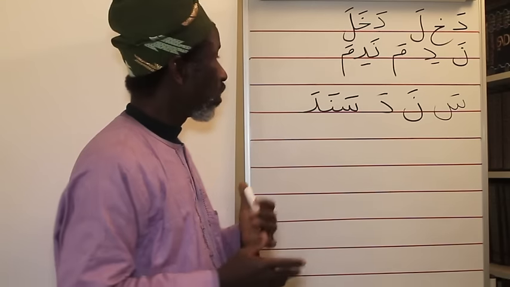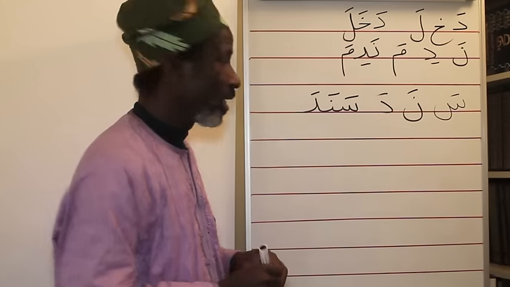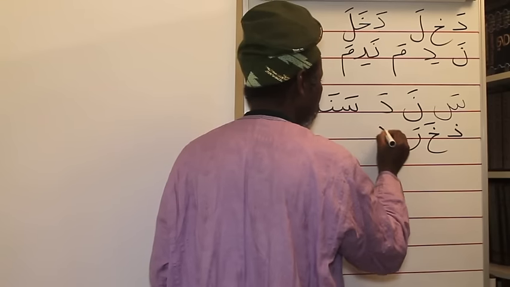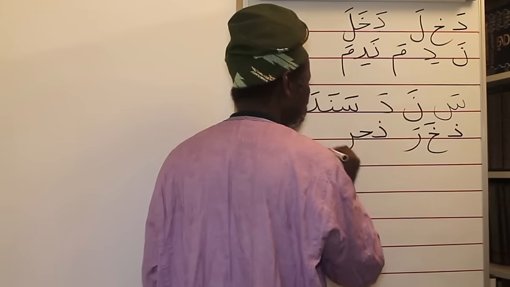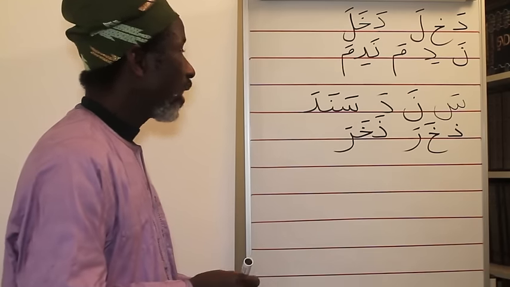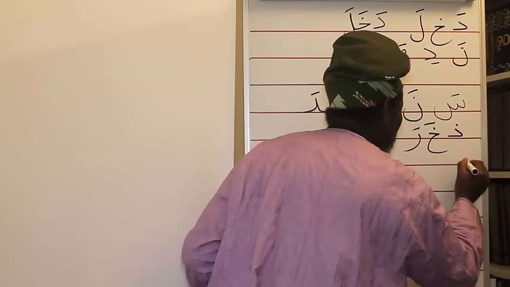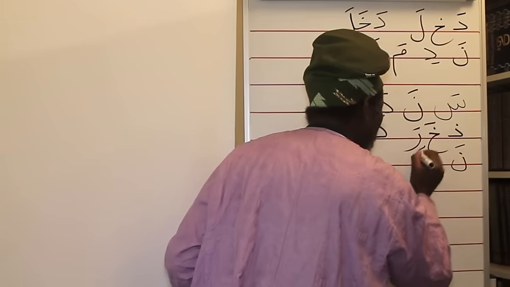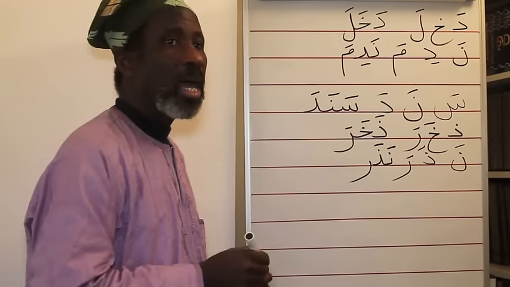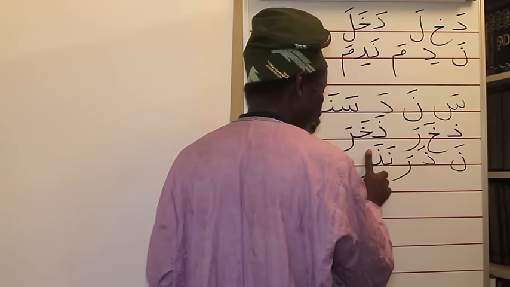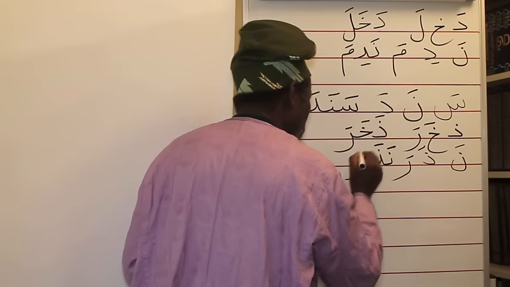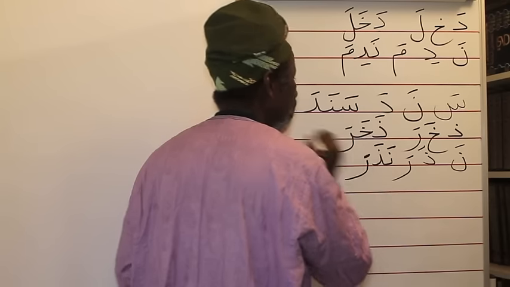Let's now proceed to page 32 and start with letter dhal. Dhakhara. Again, you cannot extend the dhal to the left. Dhal in the middle, nadhara. Na, dha, ra. So again, you cannot extend the dhal to join the ra. Let's make sure we have enough space, not too much, because there is one word, nadhara.